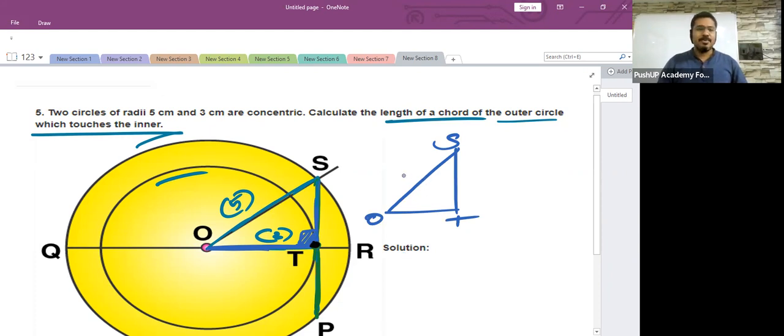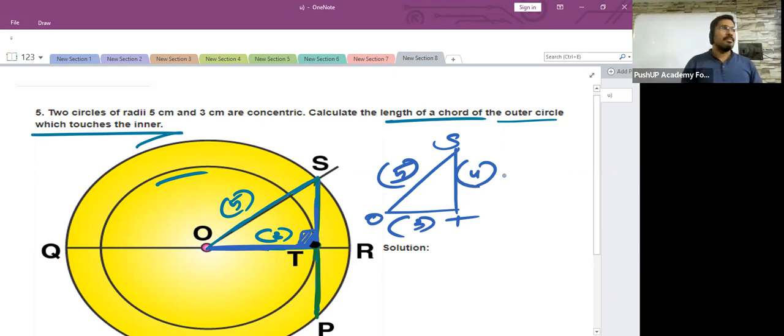So what is OS? It is 5. What is OT? It is 3. And how much is ST? It is 4 centimeter. Children, it is not yet over. They were asking us to find what? The length of the chord, isn't it?